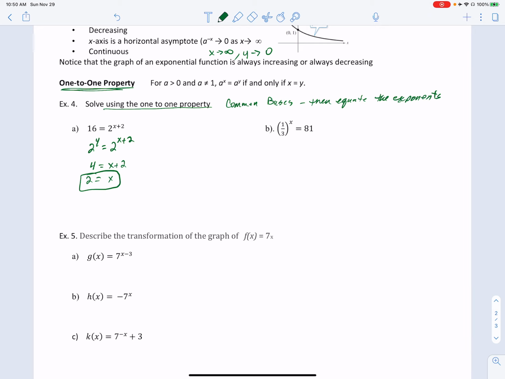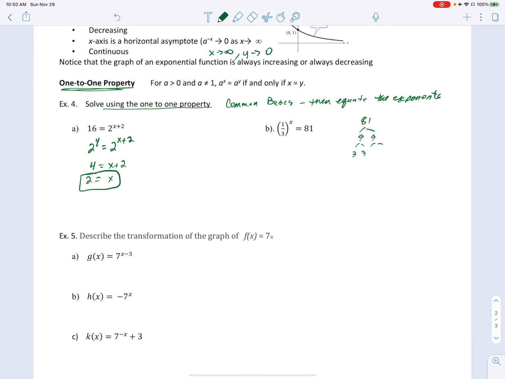In part B, what you need to recognize, I want to get a common base, and 81 is 9 times 9, and those break down into 3 times 3 times 3 times 3. So in other words, 81 is 3 to the 4th. So now that's starting to get these to be somewhat similar. At least they have a 3 in them.